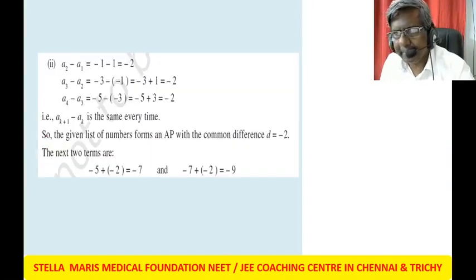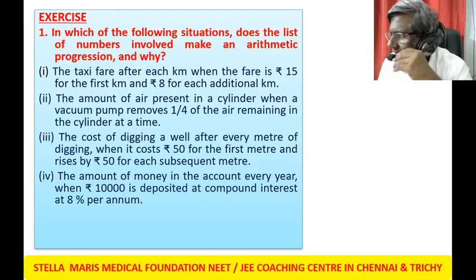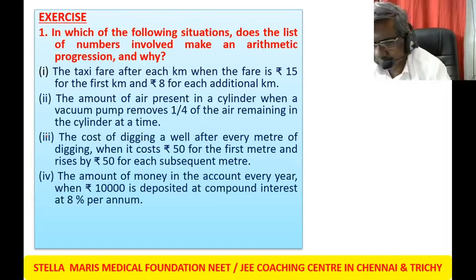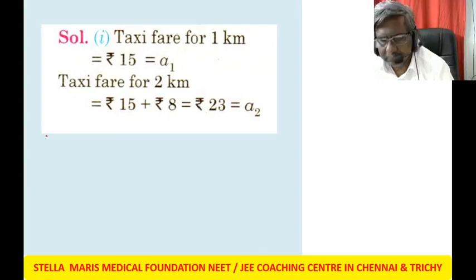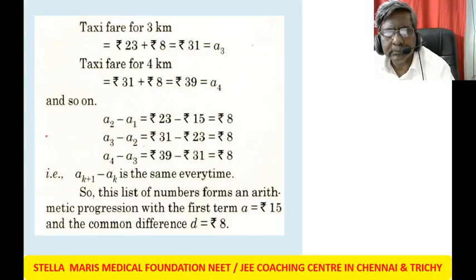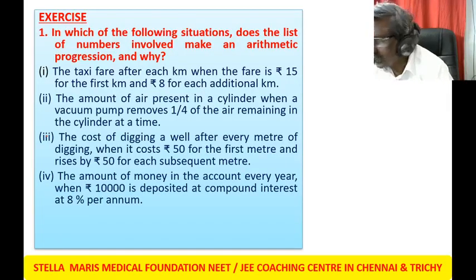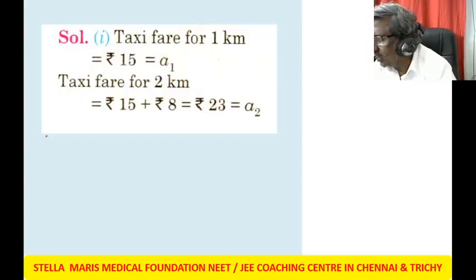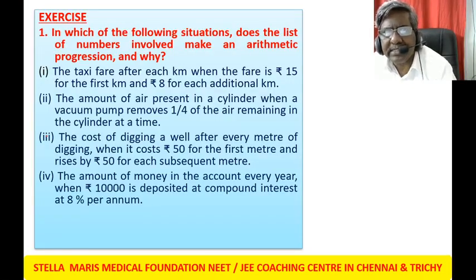Now I go to the next thing. See, now we go to the book exercise 5.1. What they are asking you here: the taxi fare after each kilometer is 15 for the first kilometer and for each additional kilometer. They ask in which of the following does the list of numbers involved make an arithmetic progression and why? They are asking again the same thing, whether it is an AP or not.